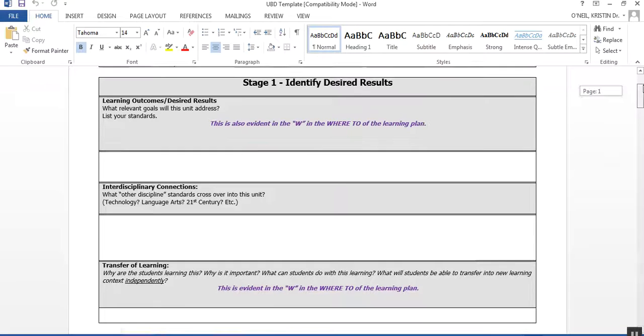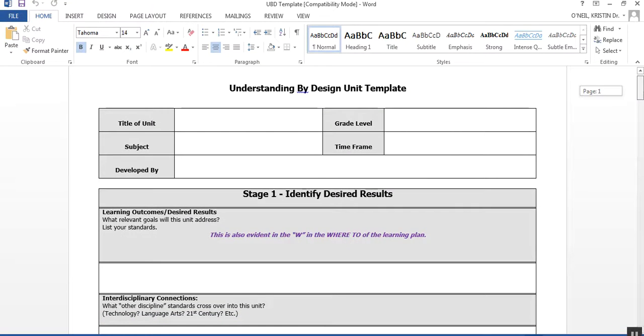The original UBD template had 3 stages. Stage 1, Stage 2, Stage 3. So it went like this: your enduring understandings, essential questions, your desired results with standards and skills and knowledge, what all of your kids are going to learn. Stage 2 was your performance assessment. Remember, when I talked in the very first video, I talked about thinking through what you want the students to learn and how you're going to know that they learned it first.